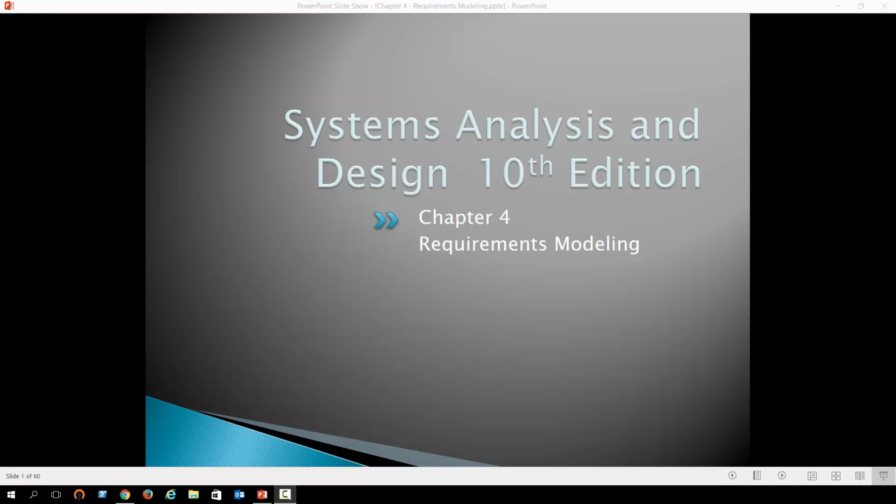All right, folks, so let's look at the first part of chapter 4 for systems analysis and design, which is requirements modeling. Now, of course, this is key. This is where we get into deciding, what are the requirements of the system. So basically, what is it that users of the system are going to require from the system?